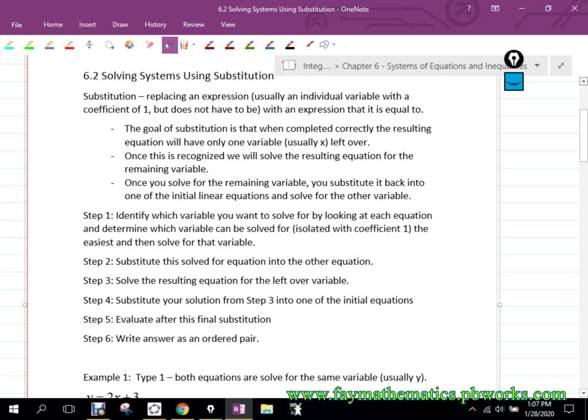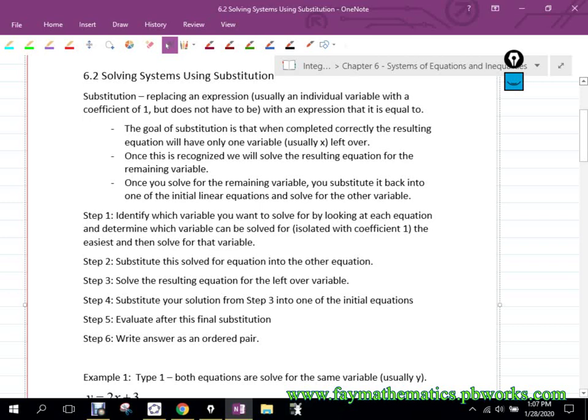We're going to solve one of those equations for x or solve one of those equations for y, and then substitute that, or replace that amount in your other equation. Okay, and that's all substitution is. It's replacing an expression with an expression that it is equal to. If we look at those 3 bullets, I'm not going to read all these steps to you, but I want to talk about these 3 bullets in step 1, and then we'll get into some examples.